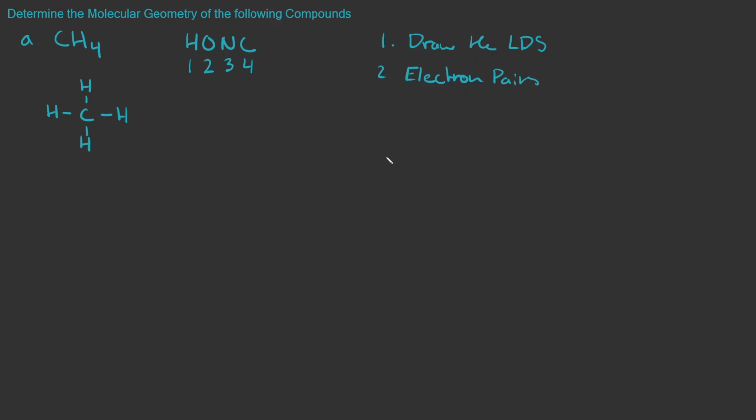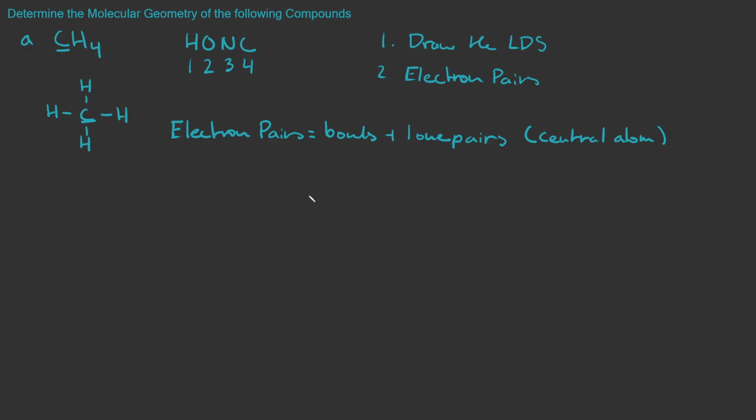The way we calculate how many electron pairs we have, electron pairs is equal to your number of bonds plus your number of lone pairs. This is always with respect to your central atom. In this case, our central atom is carbon, and so we're only looking at carbon.